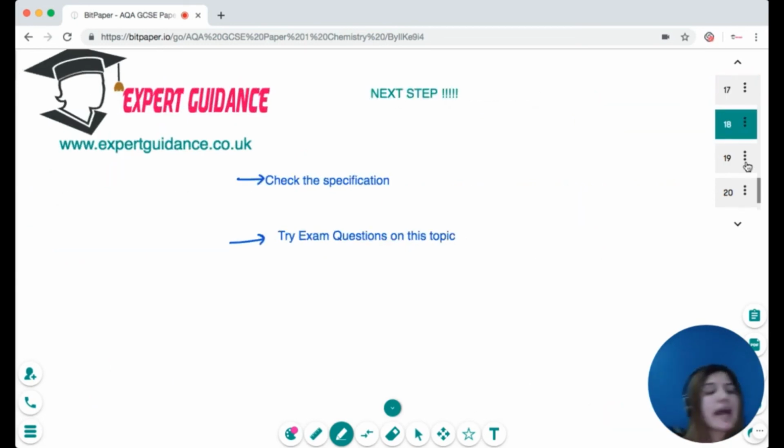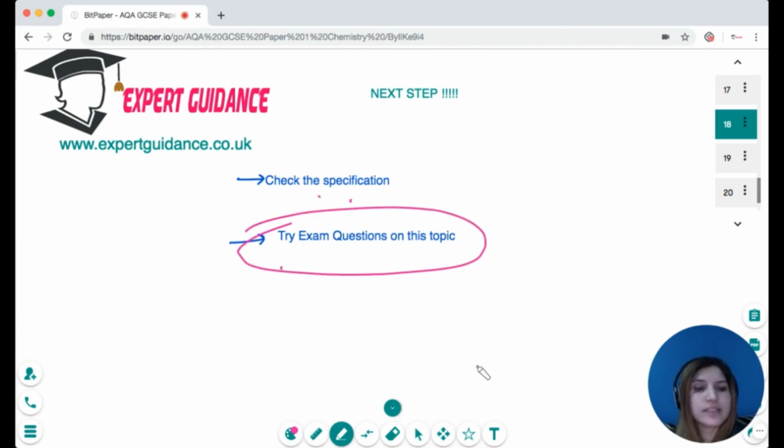Okay, so I hope this topic is clear to you. This is the majority of the things that you need to do in this topic. Now, what's the next step you need to do? The next step is to check the specification. Just tick mark what are the things that you can now answer in atomic structure, and then you need to try the exam questions on this topic. To do the exam questions, you can visit my website, where you can get chapter-wise exam questions on this chapter. So try that and let me know how you're feeling now about this topic.